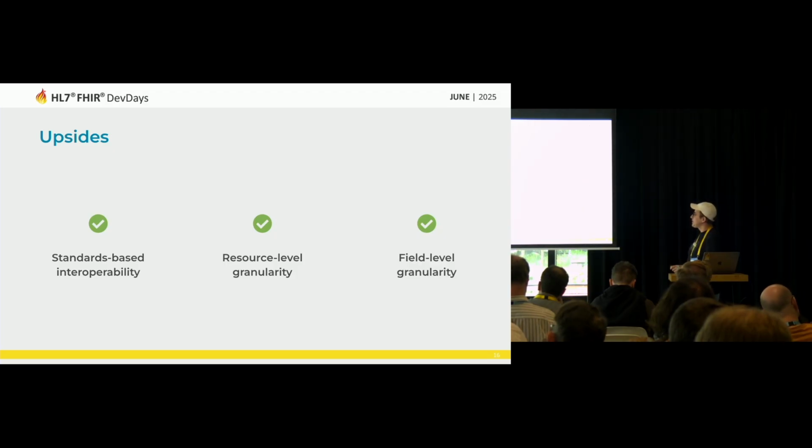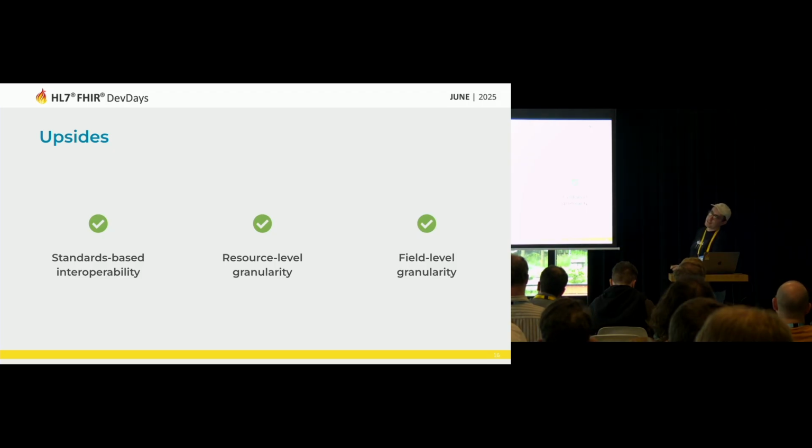Before we go and talk about the trade-offs and downsides, let's quickly summarize the upsides. The first thing is why we love FHIR: interoperability. The FHIR security labels use HL7 code systems. Second is resource level granularity.